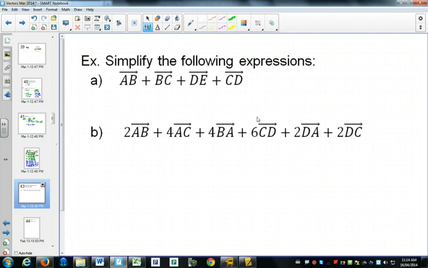Simplify. Now, you could look at adding and subtracting these vectors. You could put some points. You've got A, B, C, D, E. Doesn't matter where you put them as far as points. You've got a vector from A to B, so we can draw that as an arrow. We've got a vector from B to C. We've got a vector from D to E. And we've got a vector from C to D.